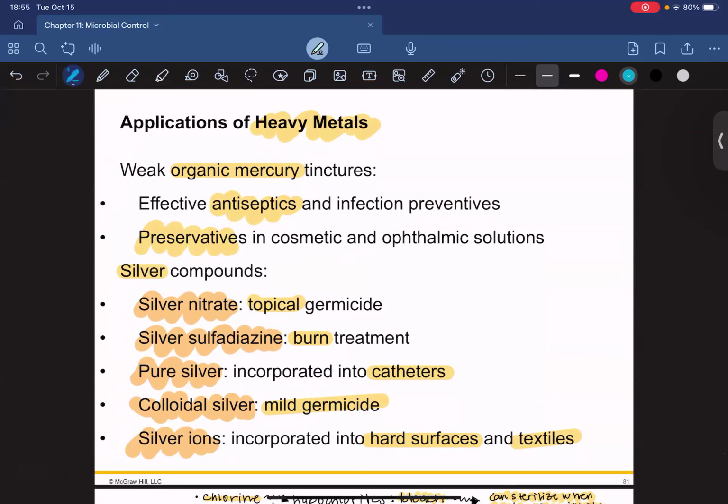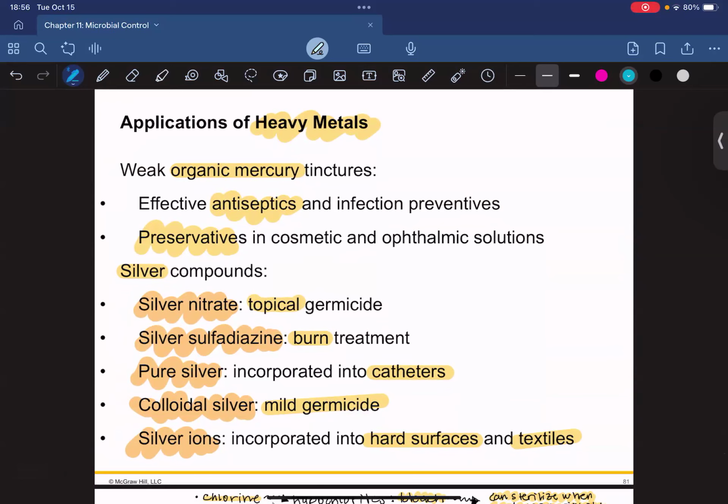Silver, though. We have silver nitrate we use topically. We have silver sulfadiazine. We use this for burns. If you ever had a burn, usually second degree or more, you expose the layers underneath and there's concern of those becoming infected, they'll give you that to treat it. I only know because I had to have it.